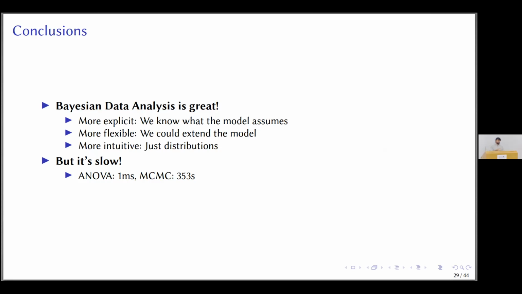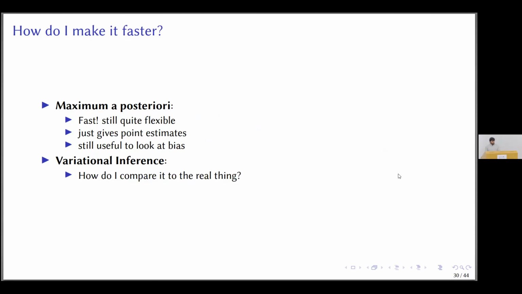But the main drawback is that it's pretty slow. So if I run the classical linear regression, it takes 1 millisecond, and then if I run the MCMC sampling, it takes 353 seconds. So I looked a little bit for ways on how to make this faster. I haven't really listed this in the paper.